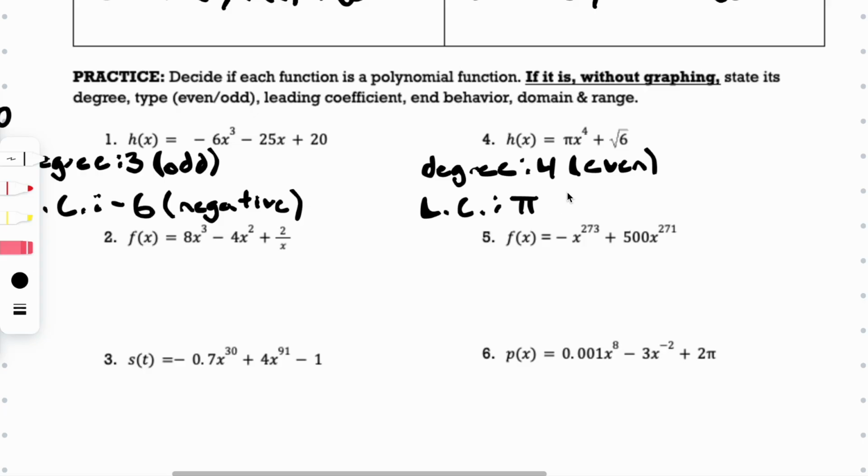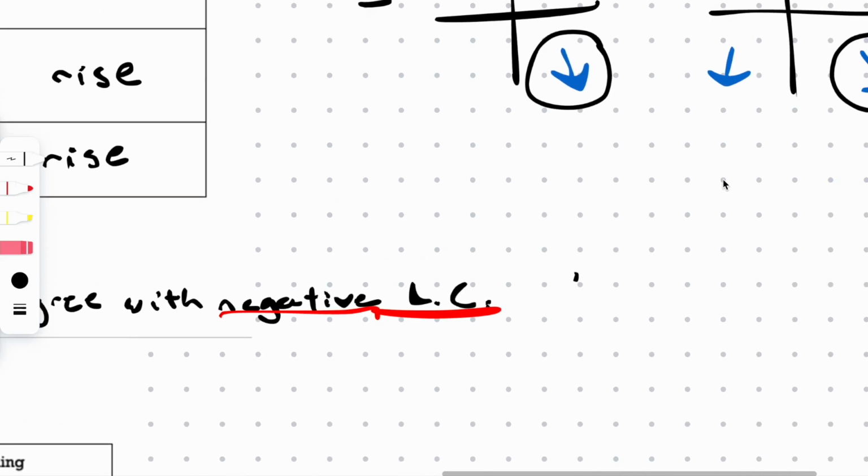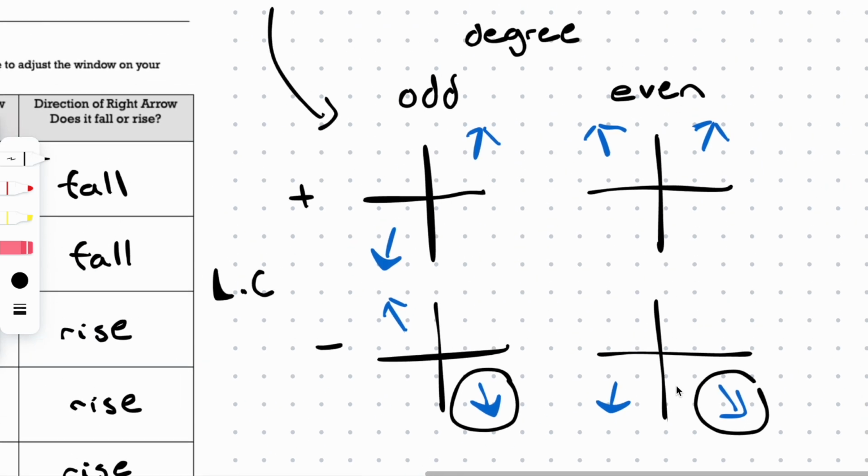And so is pi positive or negative? Well, sorry, not whether it's even or odd. Positive or negative? Well, it's positive. So we're going to say positive. So we have an even degree with a positive leading coefficient. Let's look here. Even degree, positive leading coefficient, it's going to look something like this.